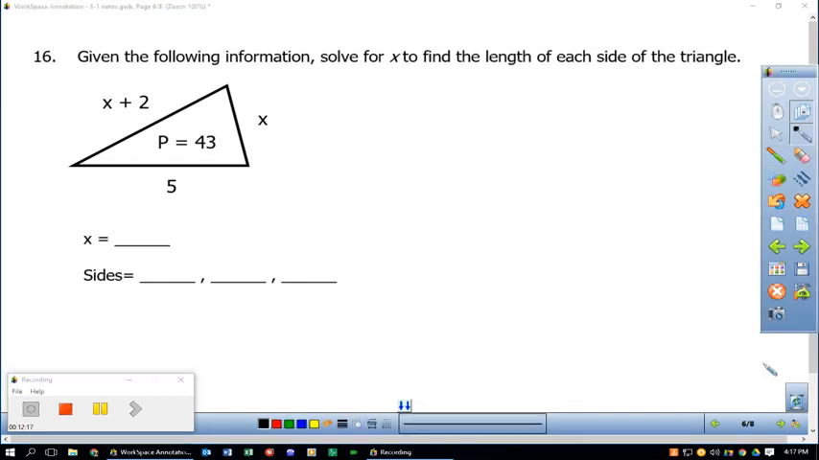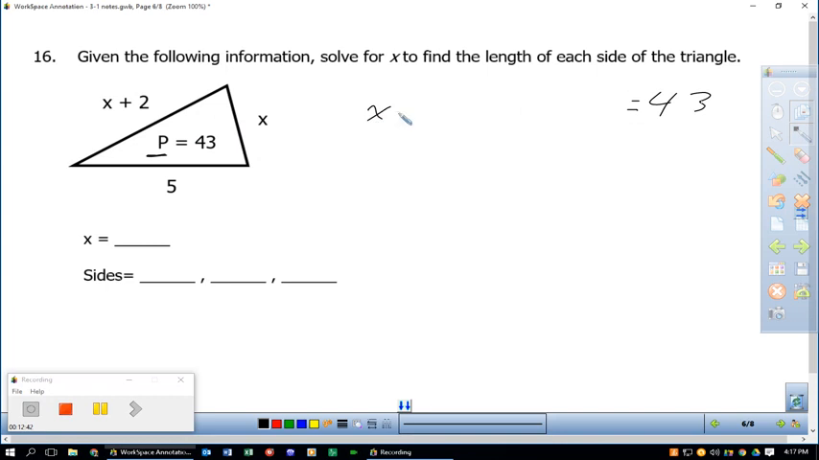Okay, number 16, I have a few word problems to go. Given the following information, solve for x to find the length of each side of the triangle. Okay, triangle. We have x plus 2, and 5 as sides, and our perimeter equals 43. Well, perimeter means that we add up all the sides. So that means perimeter, 43, should be the same as if we just add up the sides.